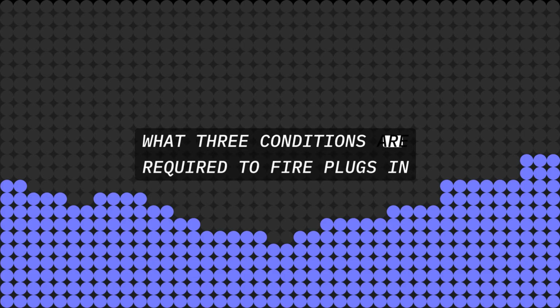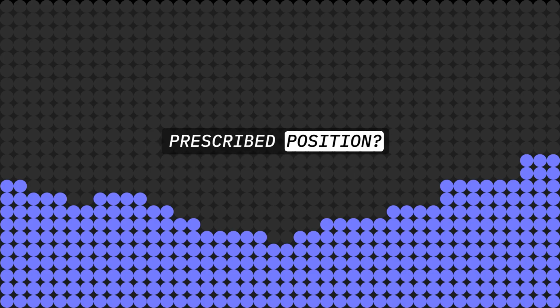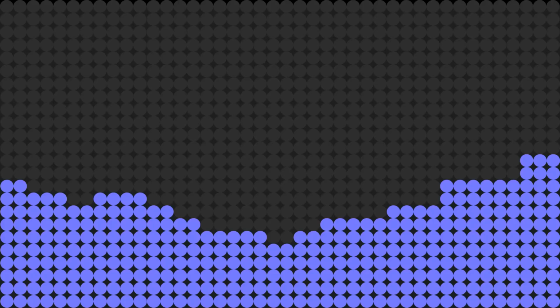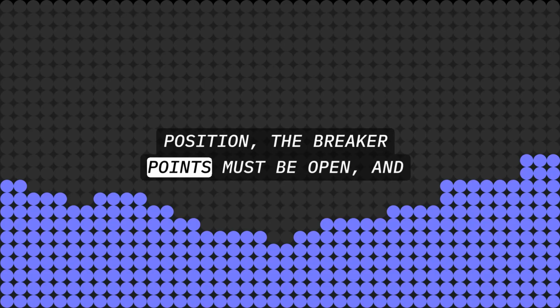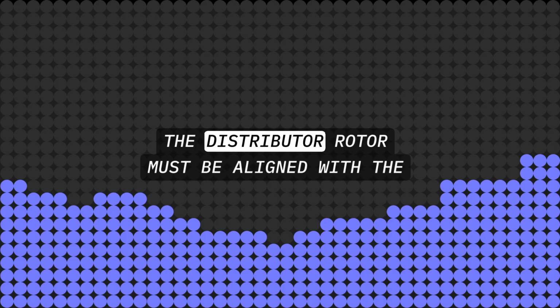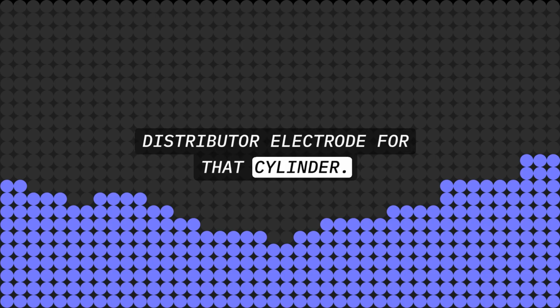What three conditions are required to fire plugs in a cylinder when the piston is in the prescribed position? The magneto's magnet poles must be in the E-gap position, the breaker points must be open, and the distributor rotor must be aligned with the distributor electrode for that cylinder.